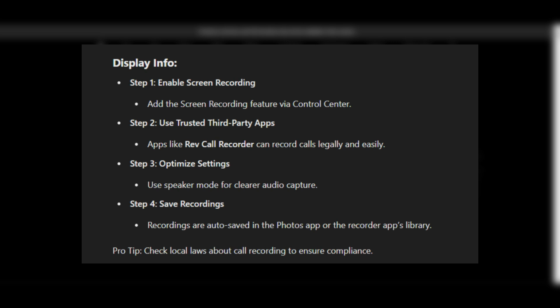Use a third-party app. Download a recording app like Call Recorder, iCall, or Rev Call Recorder for high quality. Setup recording. Start the app before making your call. Use the speakerphone option for better clarity if using screen recording.